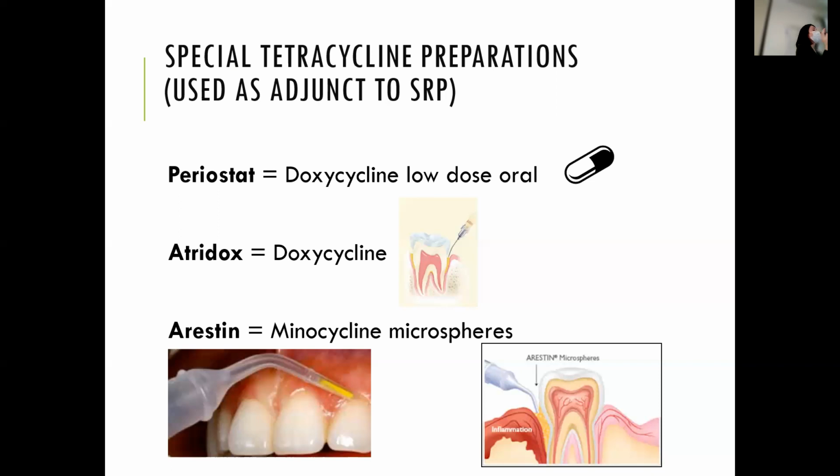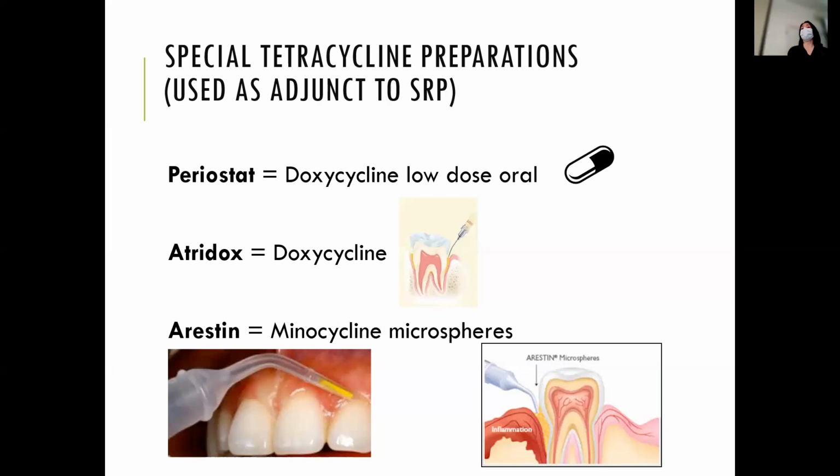Arestin does a similar thing, although it's minocycline, and it's little beads. When you put it in, it's like a yellow powder. It looks like pollen, and then you put it down into the pocket, and then it sort of gels, and then it slowly dissolves. So there are special instructions you give your patient: don't toothpick, don't pick at it, don't floss the area for like 2 weeks.